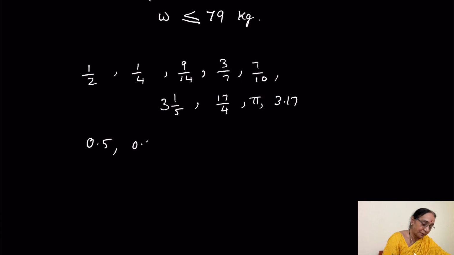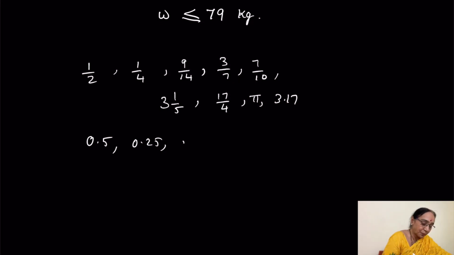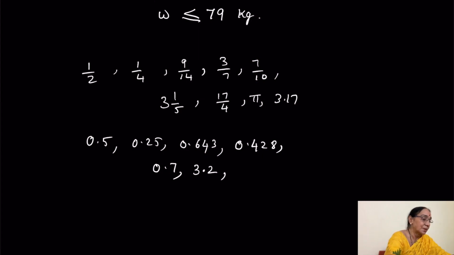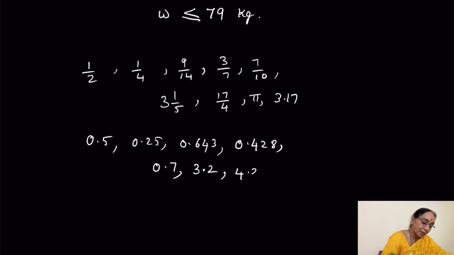1/4 is 0.25. Now what is 9 divided by 14? 9 divided by 14, that is 0.642, or I can write 0.643, correct to the third decimal place. And what is 3 divided by 7? 3 divided by 7 is 0.428. 7 by 10 is easy, 0.7. 3 1 by 5 is easy, 3.2. 17 by 4, that's also easy, 4.25. Pi, of course, is 3.14, and 3.17.